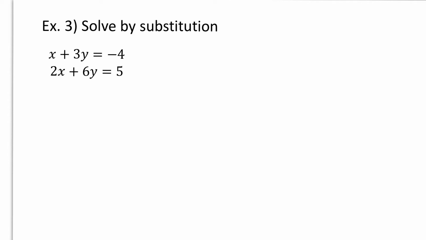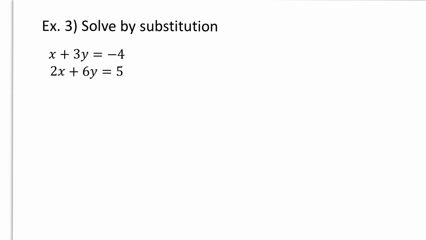In this example, we have a system: x plus 3y equals -4, and 2x plus 6y equals 5. Just by looking at it, you don't really know if it's no solution or many solutions. You just have to do the work, and I'll let you know what you need to look for in order to say one of the answers.